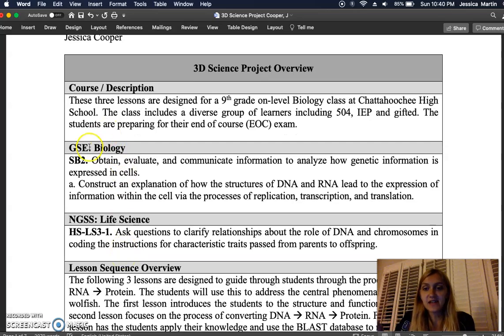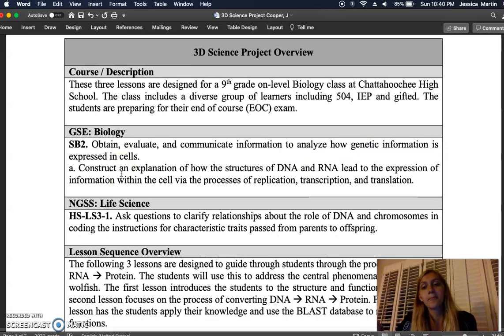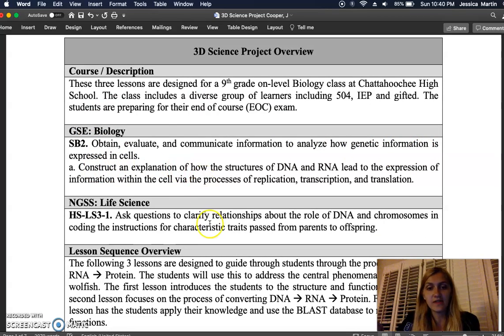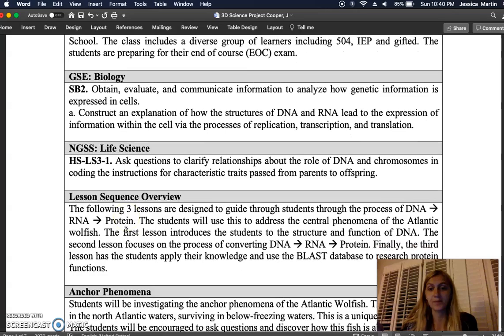This lesson is designed around the GSE standard of biology for molecular genetics, which says to obtain, evaluate, and communicate information to analyze how genetic information is expressed in cells, and to construct an explanation of how the structures of DNA and RNA lead to the expression of information within the cells via the processes of replication, transcription, and translation. So essentially, I'm focusing on protein synthesis, how to go from DNA to RNA to proteins. And I have the NGSS standard as well.